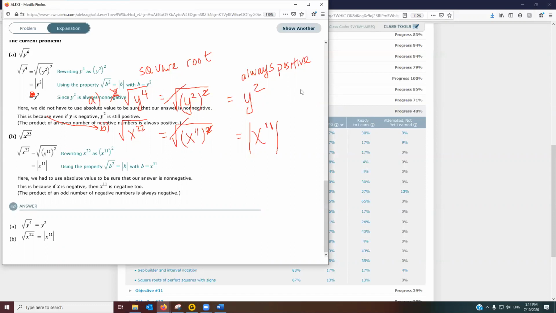Okay? So, to summarize this one, if you're taking the square root of a quantity and you end up with something squared like y squared, you don't need absolute value bars. But when taking a square root, if you end up with an odd exponent like x to the 11, you do need absolute value bars. Okay, so this exponent is odd, this exponent is even. So you have to keep this in mind when absolute value bars are needed.